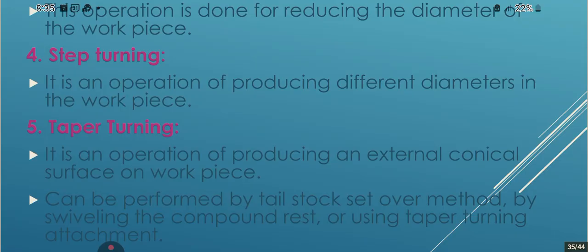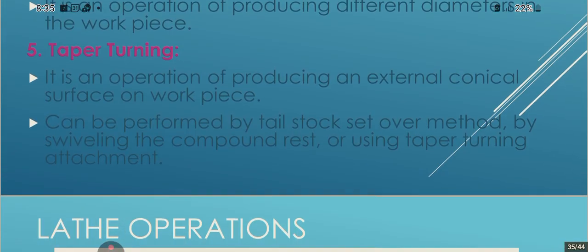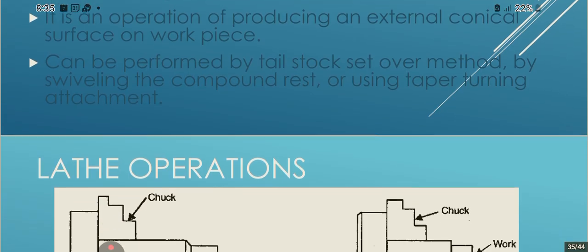Step turning is an operation of producing different diameters in the workpiece. Taper turning is an operation of producing an external conical surface on a workpiece. It can be performed by the tailstock set over method, by the compound rest, or by using a taper turning attachment.